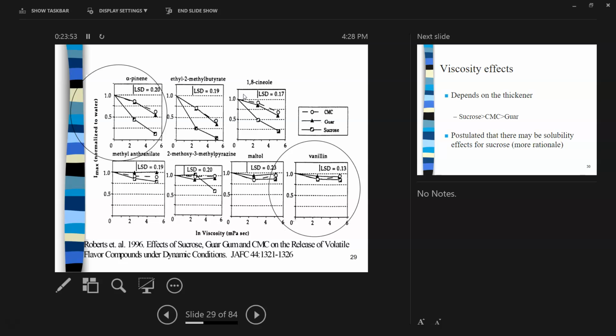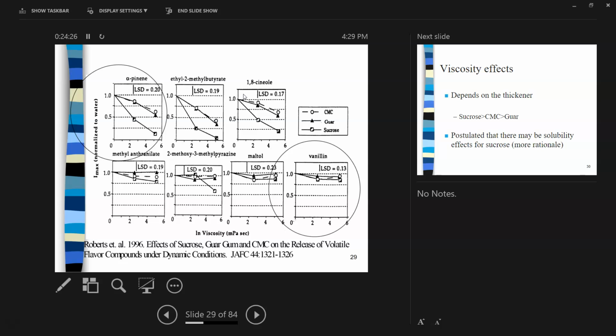Okay. So, gums, in this case guar and carboxymethyl cellulose, and sucrose. We've got three materials used individually, and solutions were made up of sucrose, guar, and carboxymethyl cellulose to the same viscosity. But I don't know how much sucrose it took to have the same viscosity as guar or CMC.